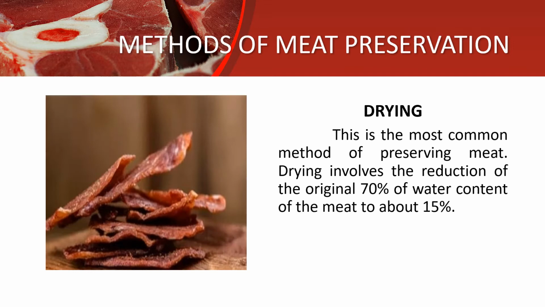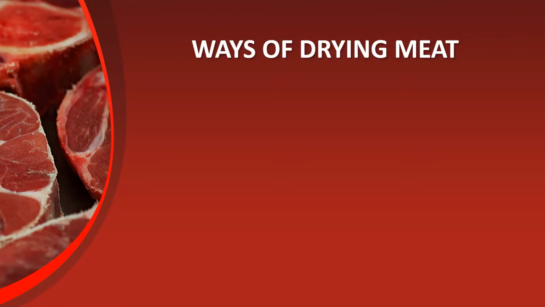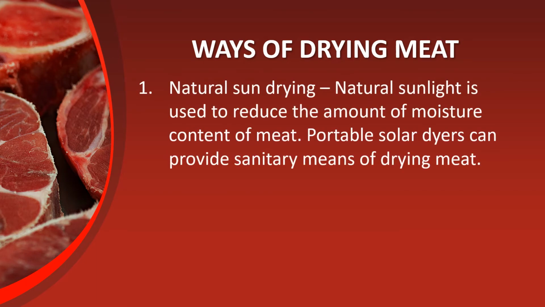There are different methods of preserving meat. The first method is drying. Drying is the most common method of preserving meat. Drying involves the reduction of the original 70% of water content of the meat to about 15%. There are 2 ways of drying meat, and these are: the first one, natural sun drying. Natural sunlight is used to reduce the amount of moisture content of meat. Portable solar dryers can provide sanitary means of drying meat.